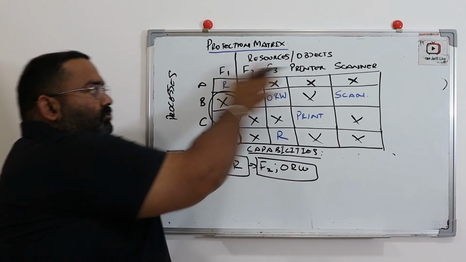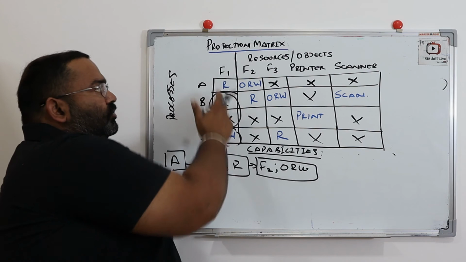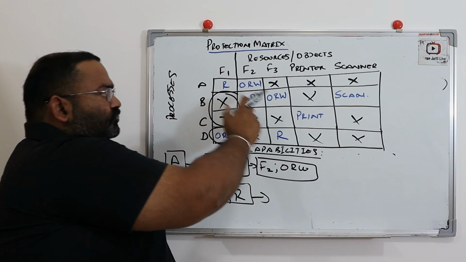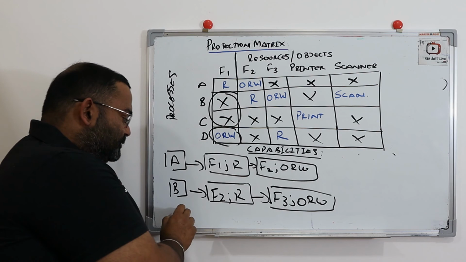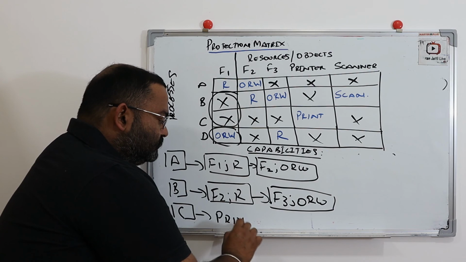Now let us go to process B. On F1 it does not do anything. On F2, what can it do? It can do a read operation. Then go to the next. On F3, what can it do? It can own it, read it, write it. Similarly, I have process C. What can process C do? It can only access the resource printer. It can use the printer and do a print operation on that.